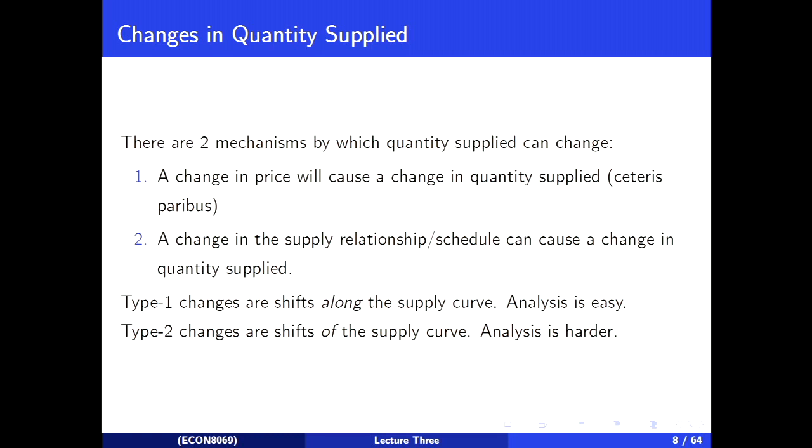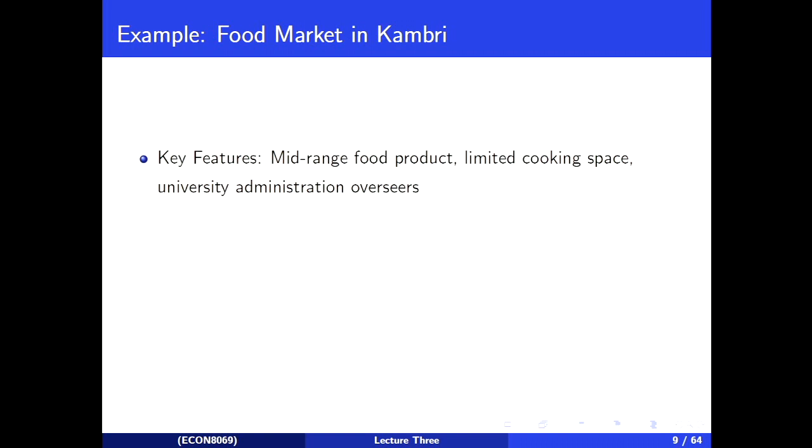So type 1 are shifts along the supply curve, from one point on the supply curve to a different point on the same supply curve. Type 2 are shifts of the supply curve. We actually change the supply curve. As before, shifts along are nice and easy. We just look at the supply curve. Shifts of the supply curve are a bit harder. So let's go through our examples.